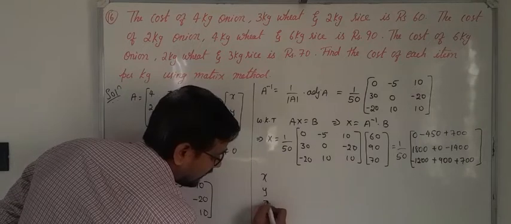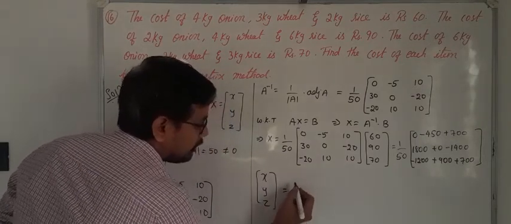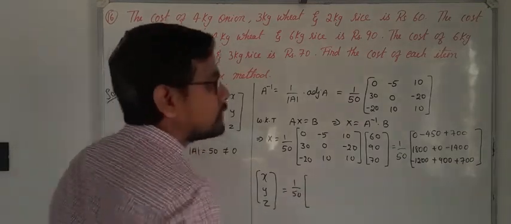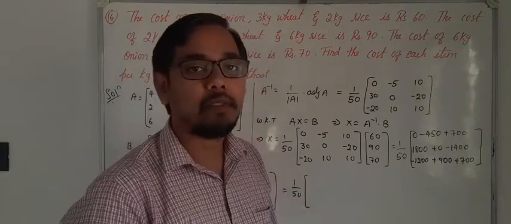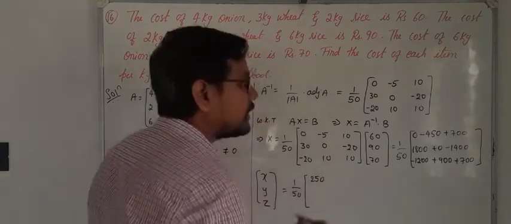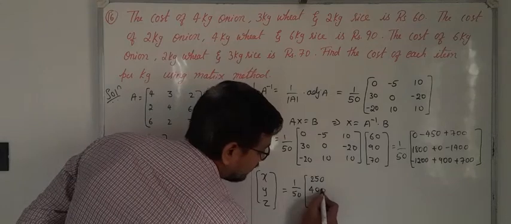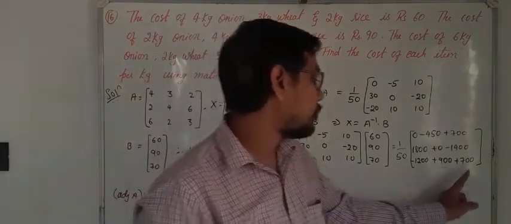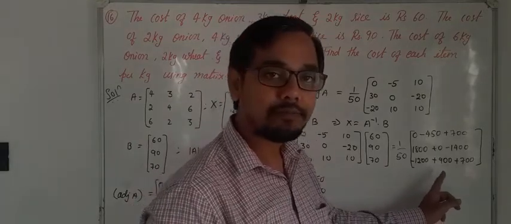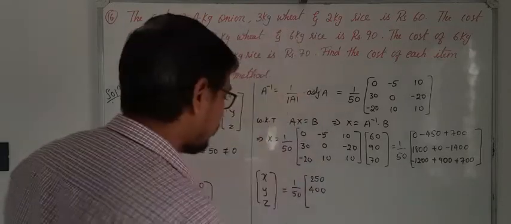X, y, z is equal to 1 upon 50 into, see, 450, 700 minus 450, 250. Right? So 1800 minus 1400, 400. Then 900 plus 700, right? It will be 1600. 1600 minus 1200. 900 plus 700 is 1600. 1600 minus 1200 is 400.